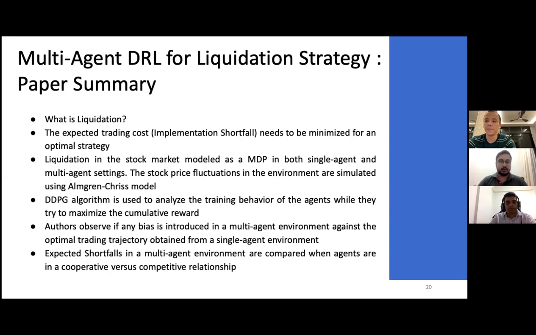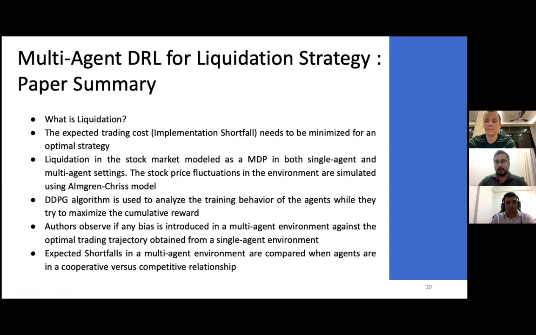Yeah, so the DDPG algorithm, as my colleagues spoke about before, is going to be used here as well. The DDPG algorithm uses an actor critic model as opposed to the DQN algorithm, and it helps in the learning of the agents. And in terms of the evaluation, which we'll see ahead, the authors try to see if there is any bias introduced in a multi-agent environment against the optimal trading trajectory that is obtained in a single agent environment.